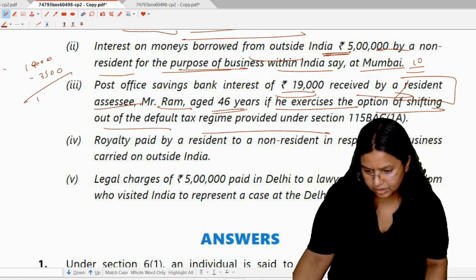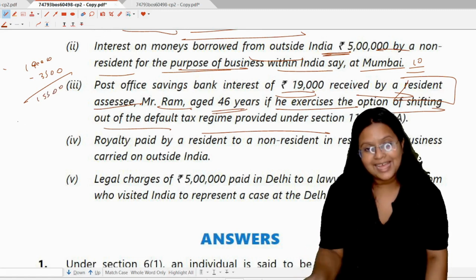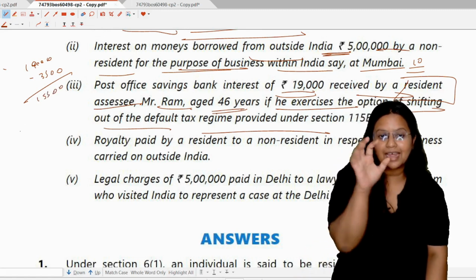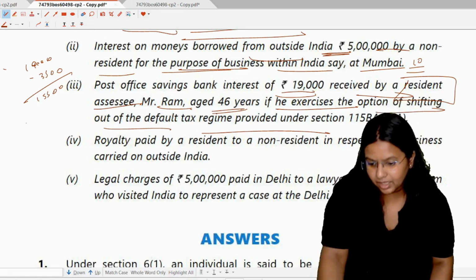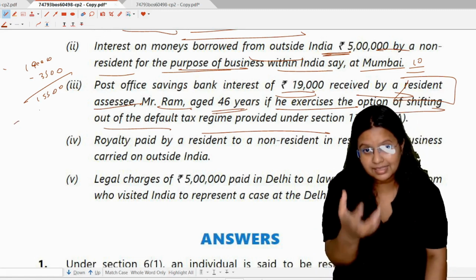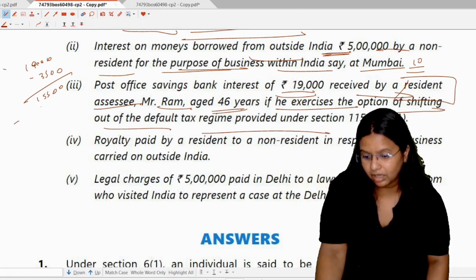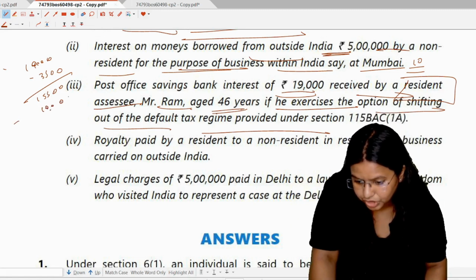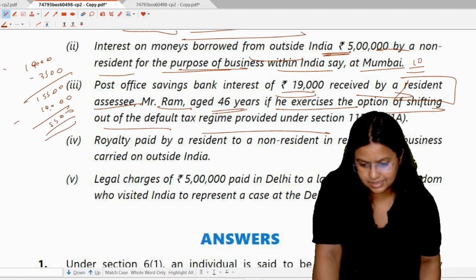That is 15,500. Then, students, as per section 80TTA, that is deductions under Chapter VI-A, he will get a deduction because he is earning interest from a savings bank account. So he will get a deduction of 10,000. So only 5,500 will be taxable in this case.